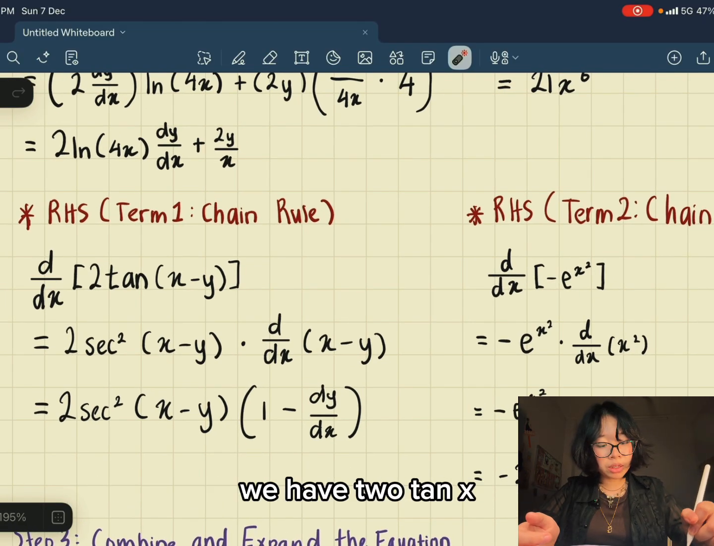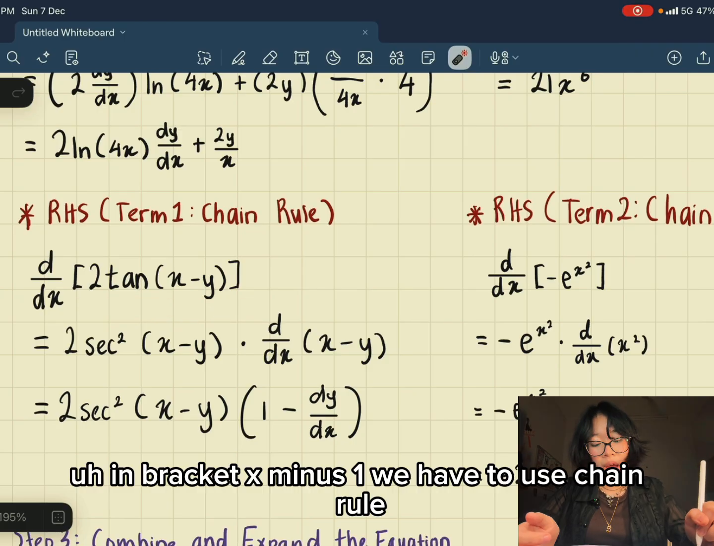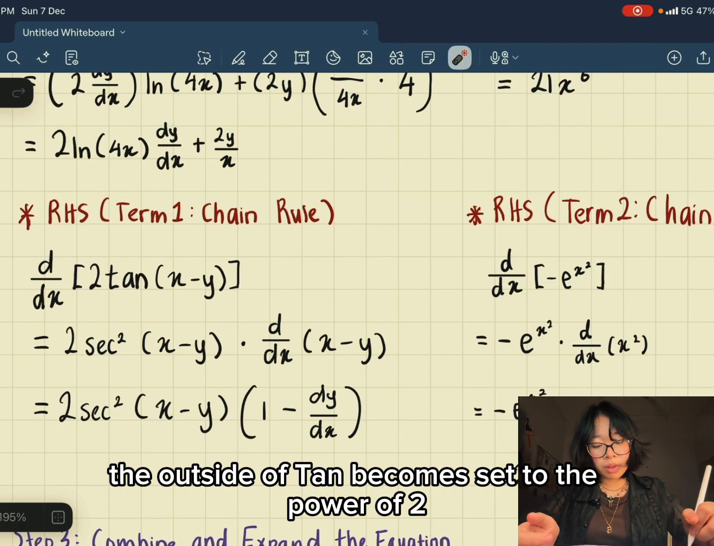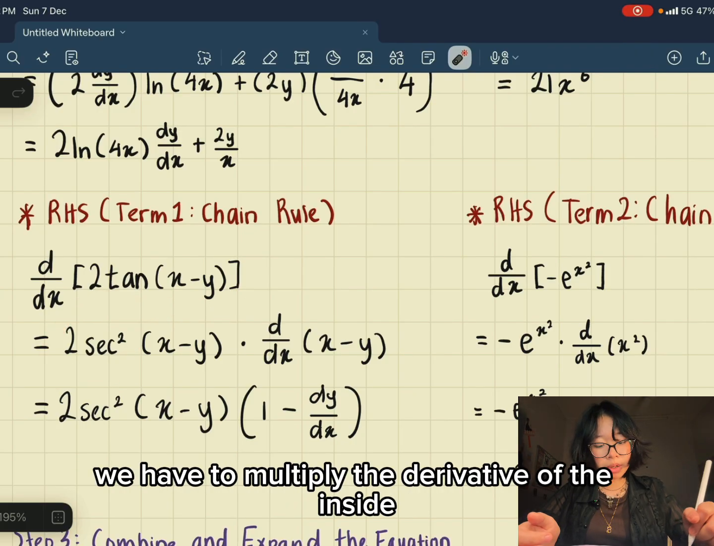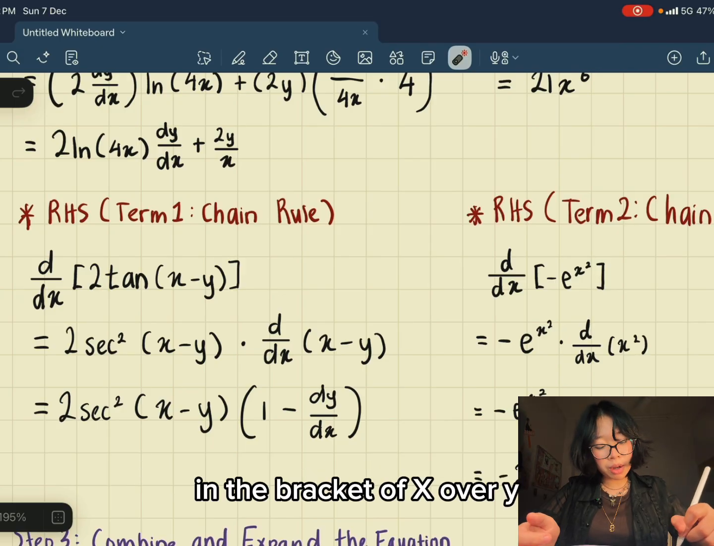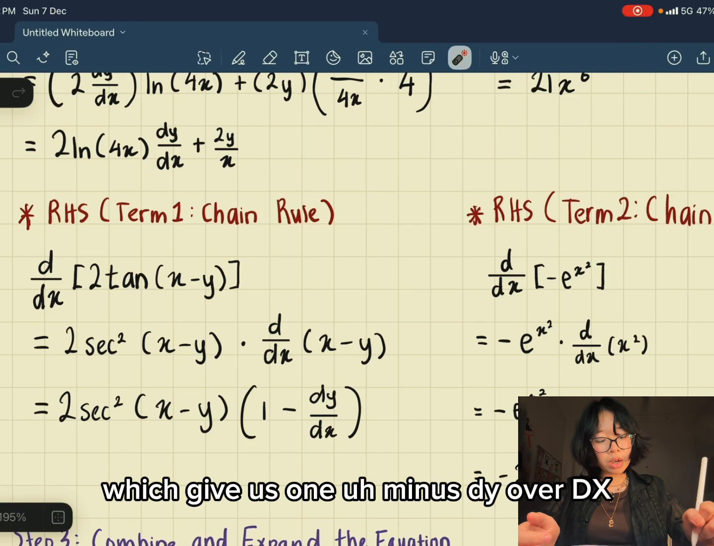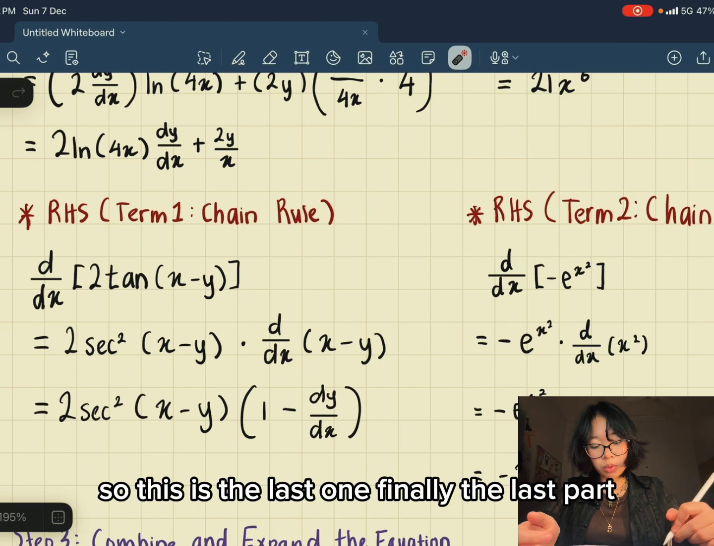We have 2 times x in the bracket x minus 1. We have to use the chain rule. The outside of tan becomes sec to the power of 2. We have to multiply by the derivative of the inside bracket, x over y, which gave us 1 minus dy over dx. So this is the last one.